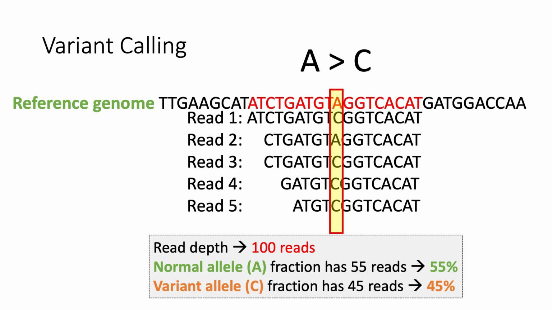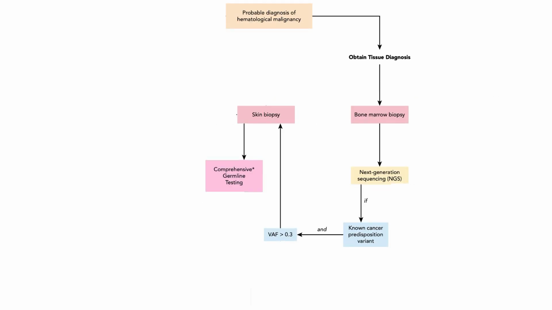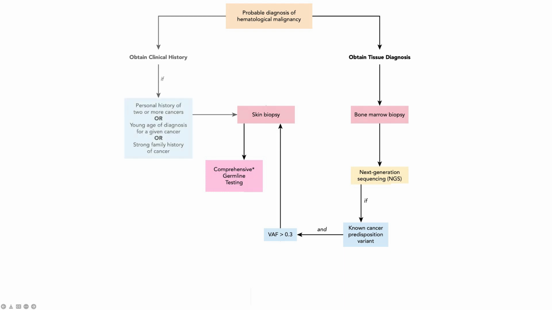So this range tells us that it could be heterozygous, 50% inherited from mom or dad. But it could also be somatic. We have no way of knowing which is which. But if this is very low, like 5%, 10%, it is unlikely to be inherited, because germline is usually between 50 and 100%. Anything below that is usually somatic. So in that case, we go for a skin biopsy and do the germline testing.